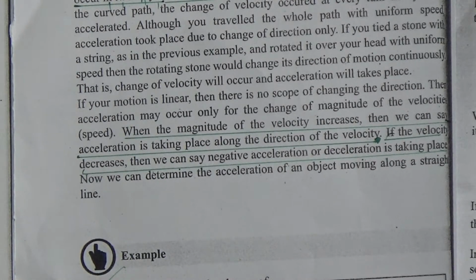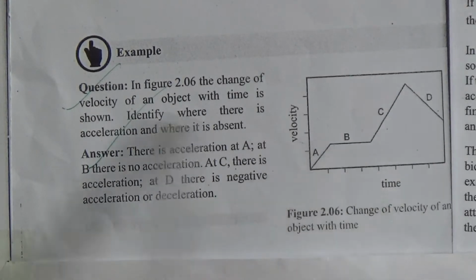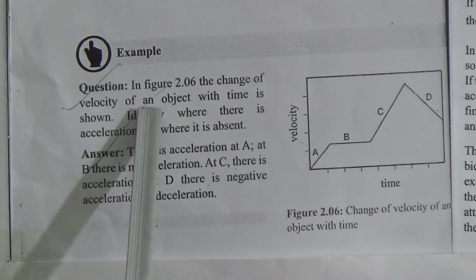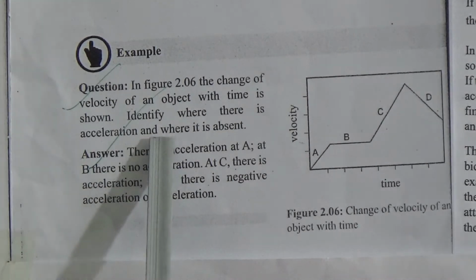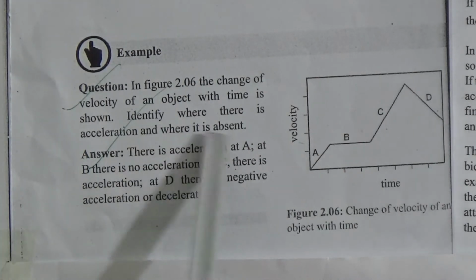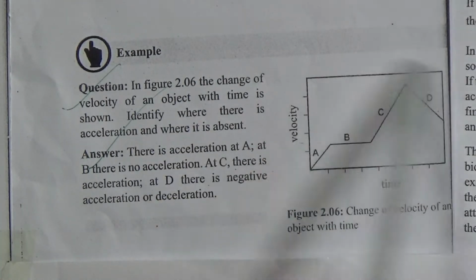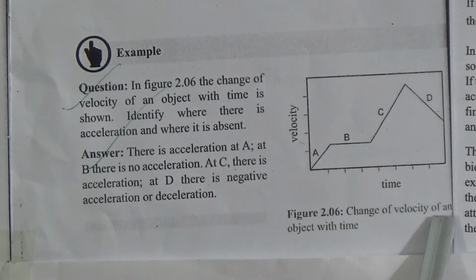Here is a question, here is a figure. The y-axis is velocity and the x-axis is time. In the figure, the change of velocity of an object with time is shown. Identify where there is acceleration and where it is absent. Now we can see the figure. Here the figure name is change of velocity of an object with time.